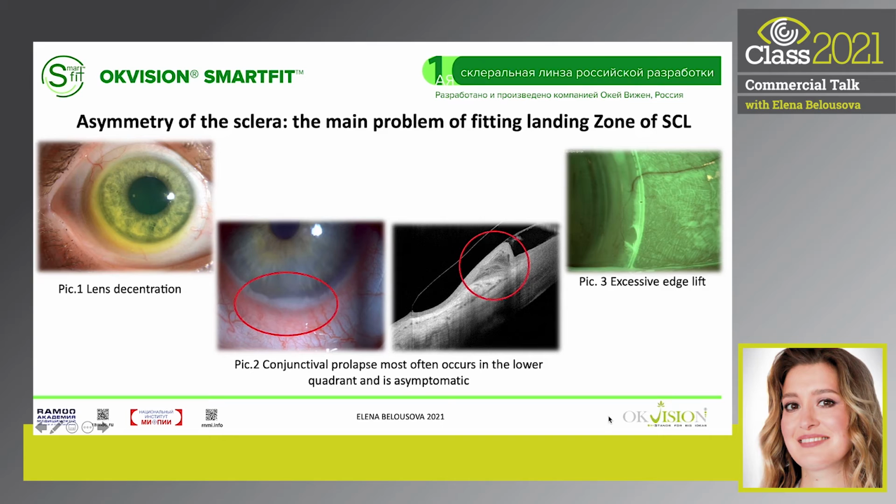And on the first picture, you can see lens decentration. On the second, you can see conjunctival prolapse, which most often occurs in the lower quadrant of the lens and is asymptomatic. And on the third picture, we can see excessive edge lift, which we can see using fluorescein or lissamine green.